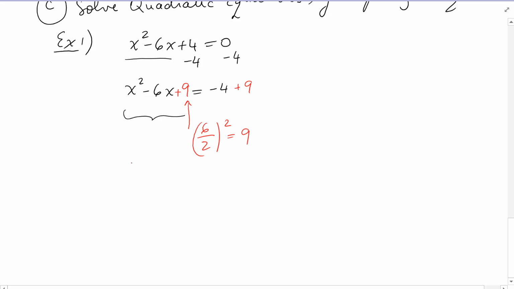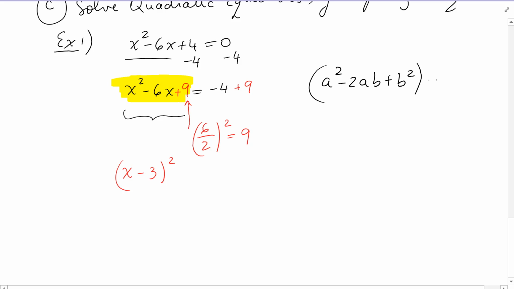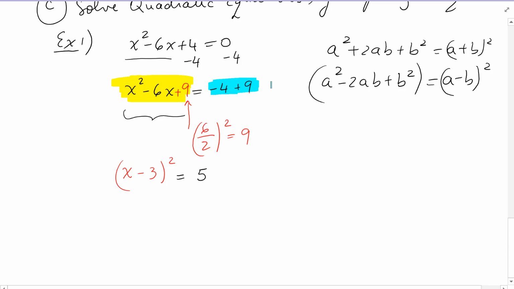So on the left-hand side, I have x minus 3 squared. In order for you to figure out the left-hand side, you have to master the formula a squared minus 2ab plus b squared. It's always a minus b squared. And if you have a squared plus 2ab plus b squared, it's a plus b squared. So on the left hand side, it's x minus 3 squared, and on the right hand side, it's 5, right? Negative 4 plus 9.